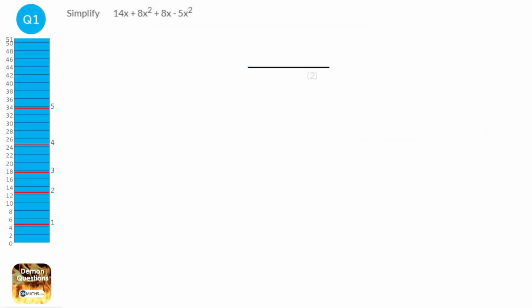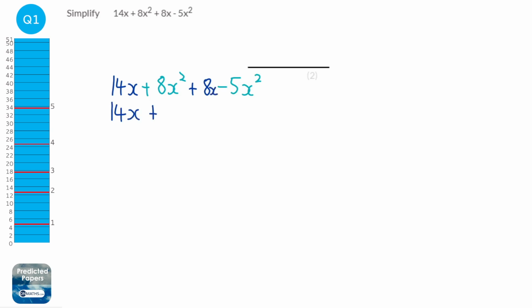When collecting terms, you've got to make sure you're collecting like terms. So what I'm going to do is write this question out, but I'm going to use a different colour for all the things that are like terms. So we've got the 14x, we've got the 8x squared, we've got the 8x, and we've got the minus 5x squared. So the like terms are the x terms, so 14x plus 8x, and the x squared terms are like terms, so we've got 8x squared, take away 5x squared.